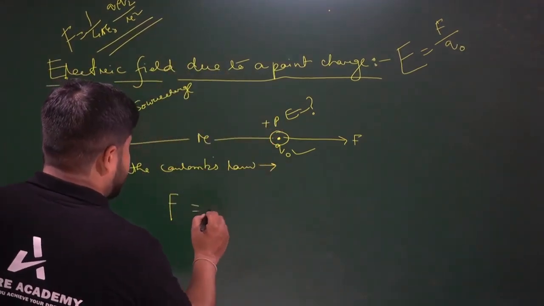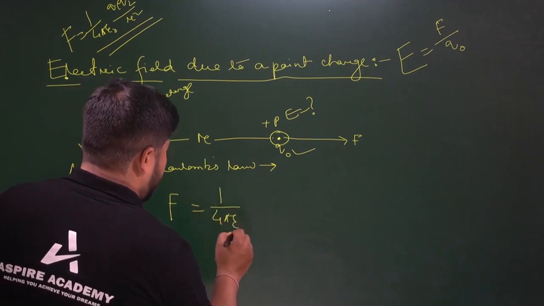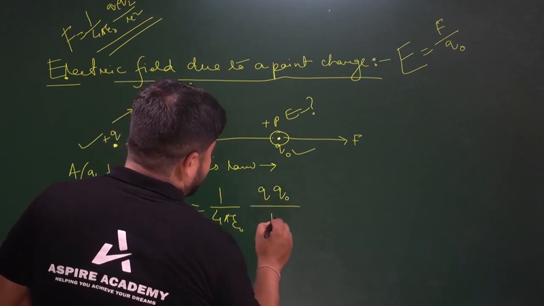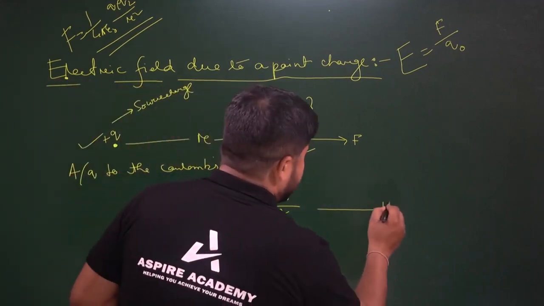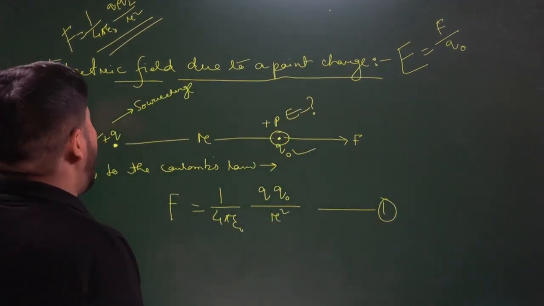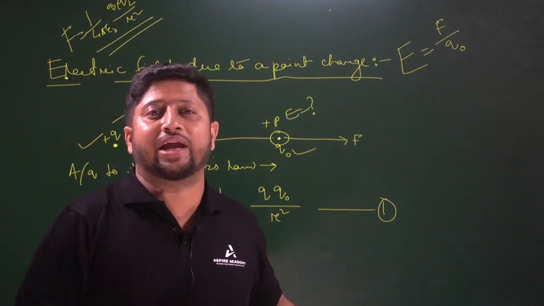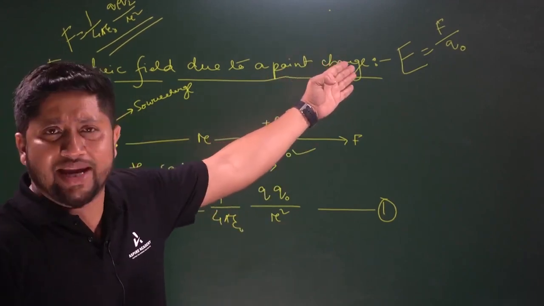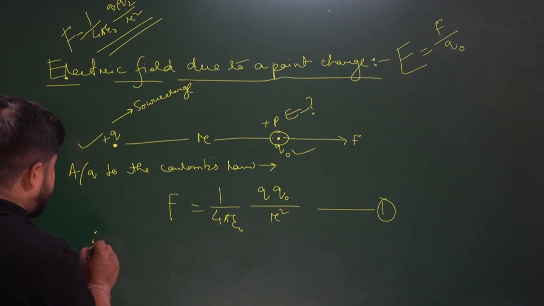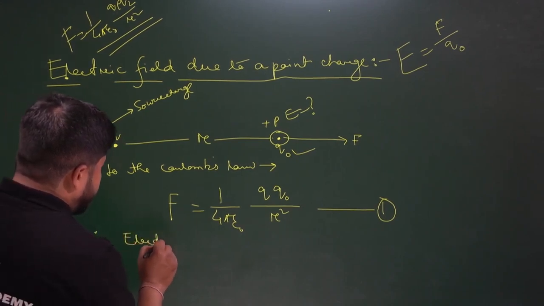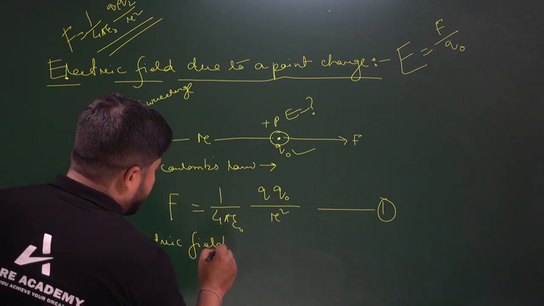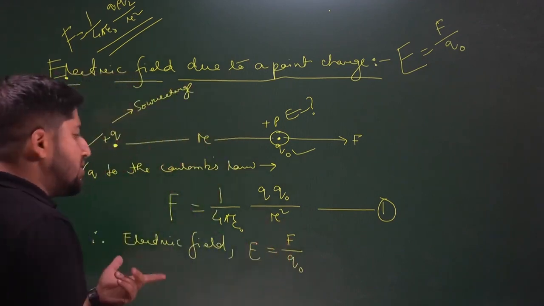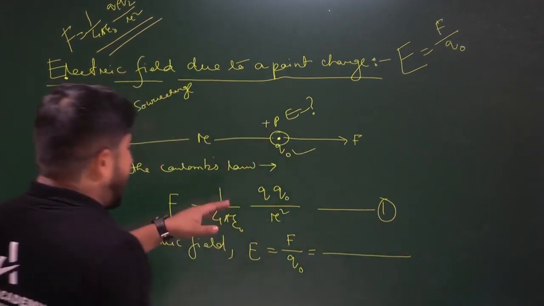So F is equal to 1 by 4 pi epsilon naught, Q1 is Q, Q2 is Q naught, and the distance is R square. This is the force developed between these two charges. Now our aim is to calculate the electric field. We know the basic formula is E is equal to F by Q naught. Now what is F? We are calculating the F.